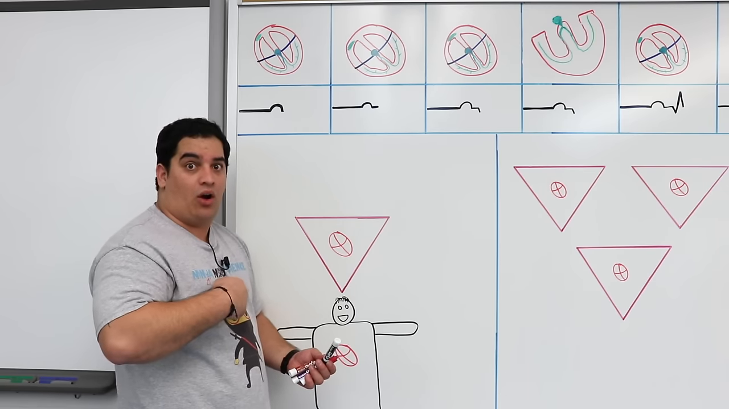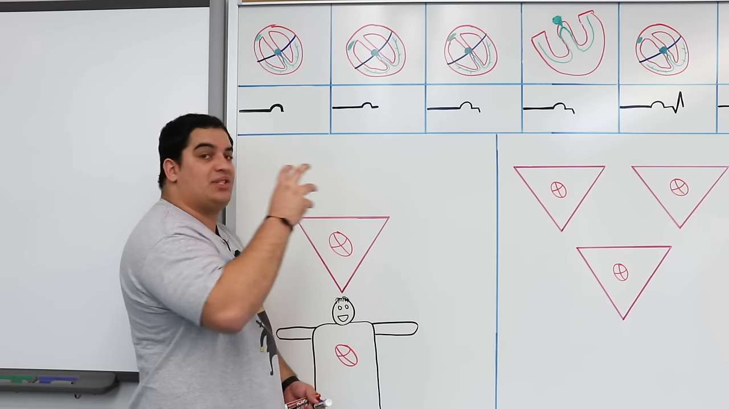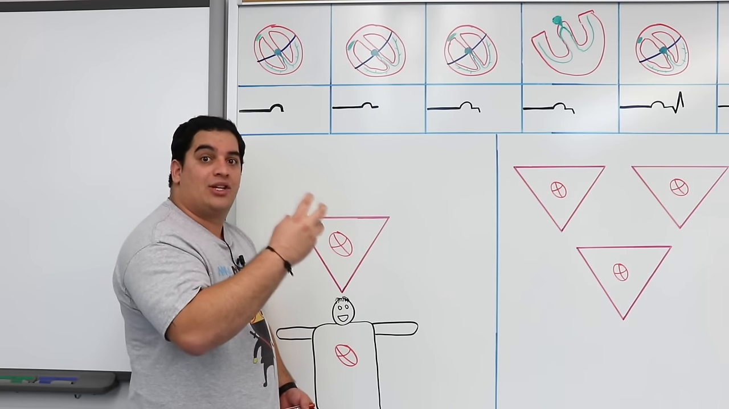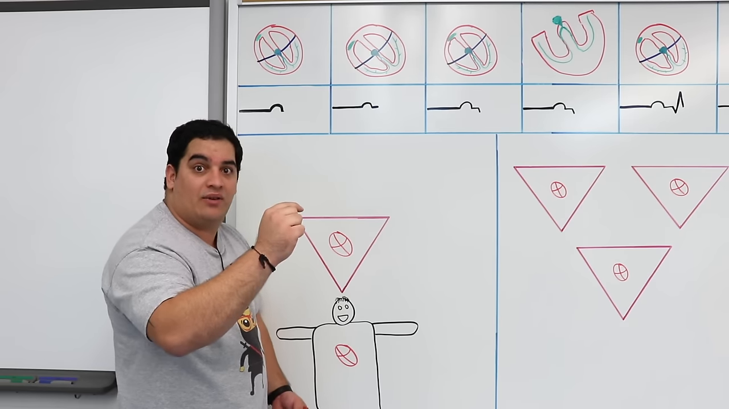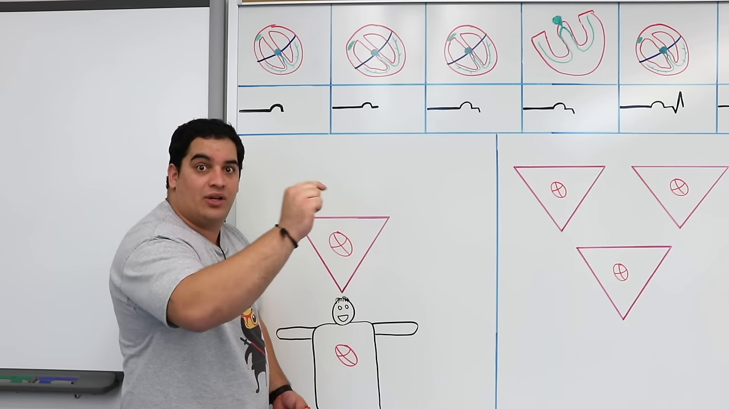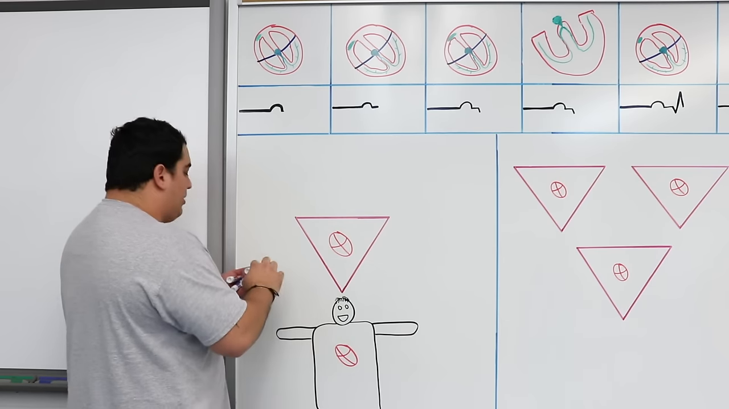The electrical activity of the heart is transmitted onto specific electrodes. Those electrodes will pick up that electrical activity and present it with either a positive deflection, a negative deflection, or it might just be a flat line. So let me explain a little bit about that.